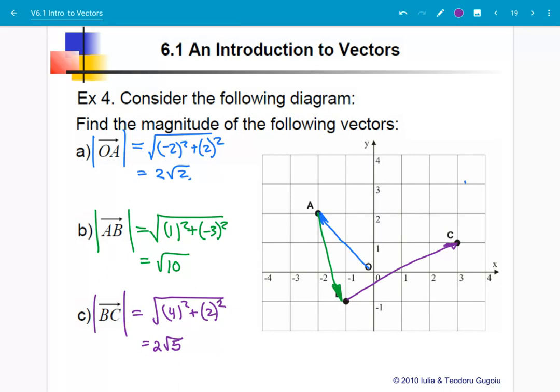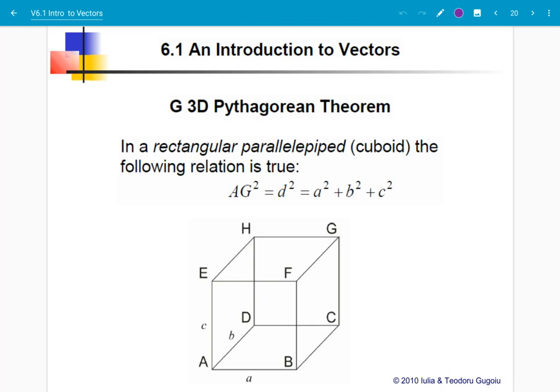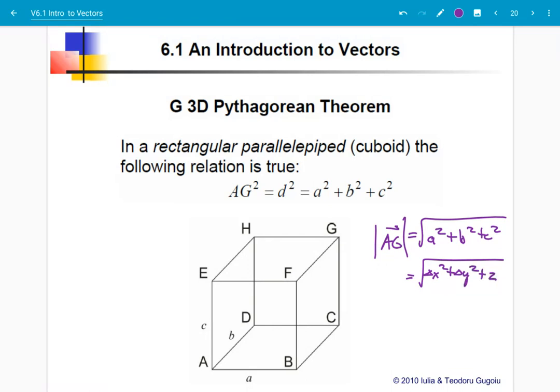Example 5. Before we get to that, though, we have this. That means that the magnitude of vector A to G would be the square root of a squared plus b squared plus c squared. Or you could think of it as delta x squared plus delta y squared plus delta z squared. Three-dimensional Pythagorean theorem. Okay, so add that in.